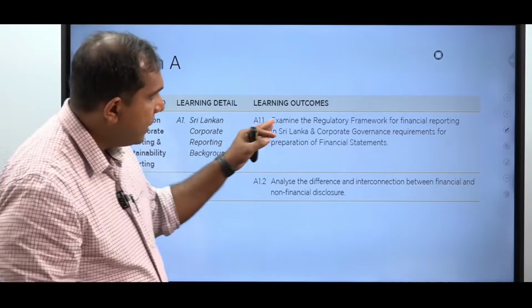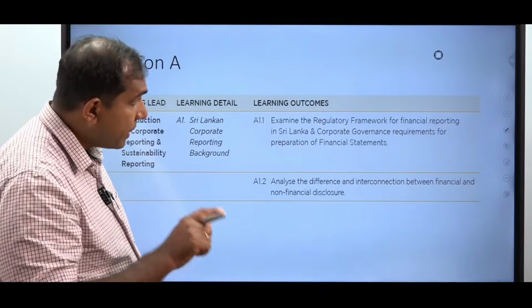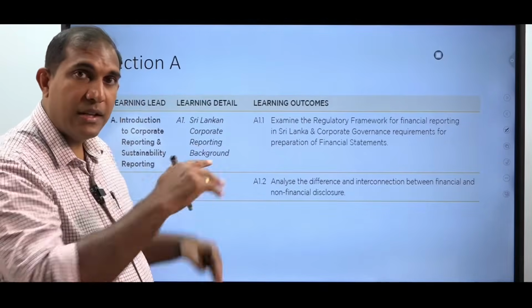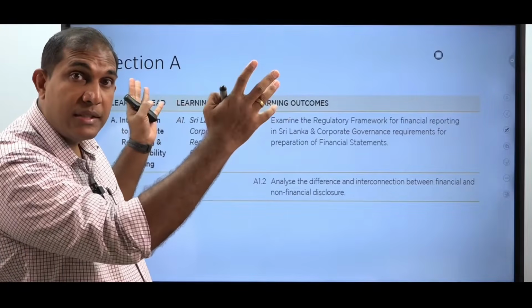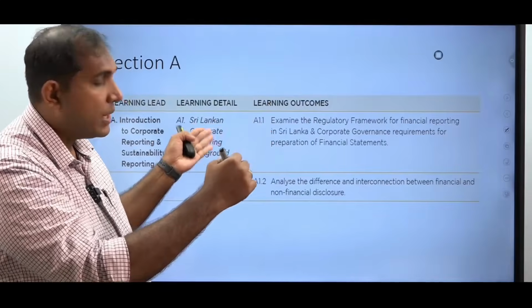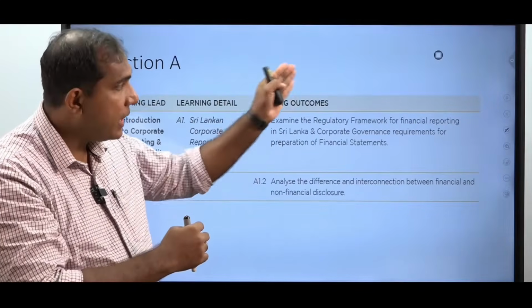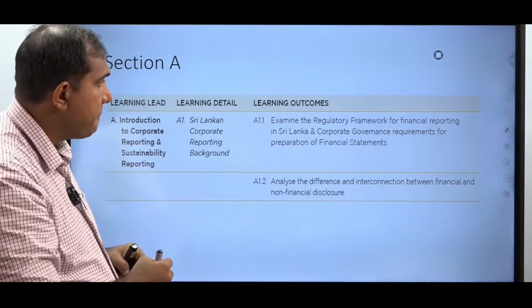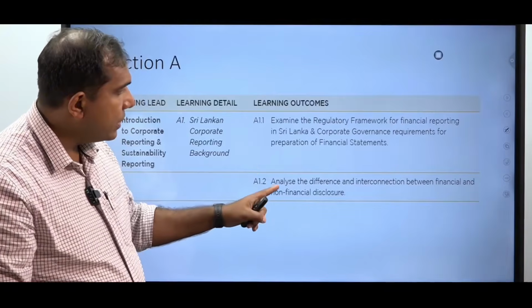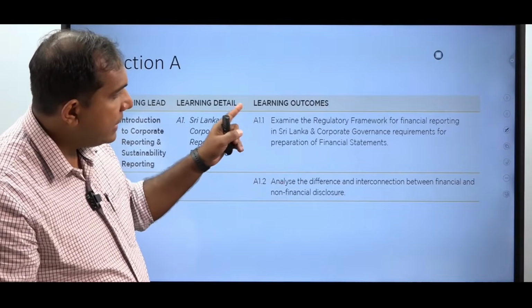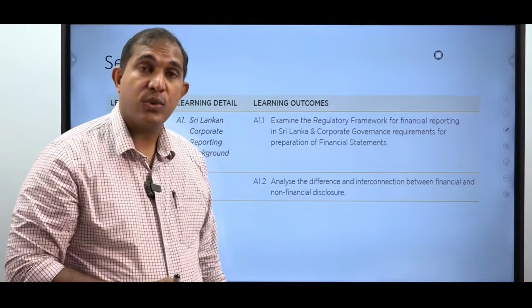A1.1, regulatory framework for financial reporting, corporate governance requirement. Now you have seen corporate reporting as a broad term. There are three sections: financial reporting, governance reporting, and sustainability reporting. Then A1.2, analyze the difference and interconnection between financial and non-financial disclosure.